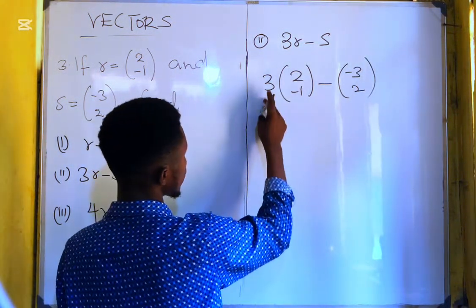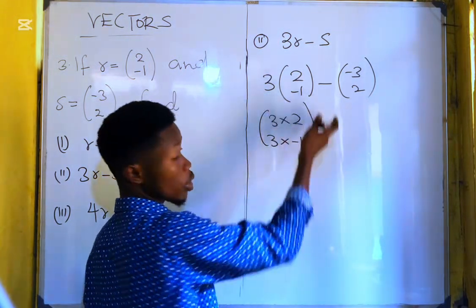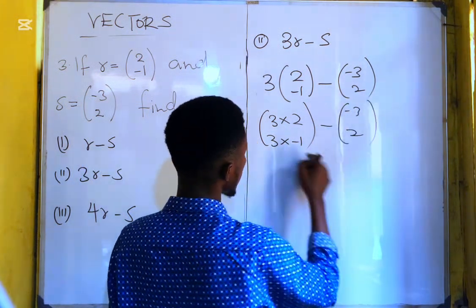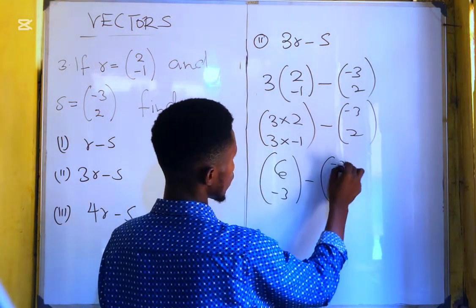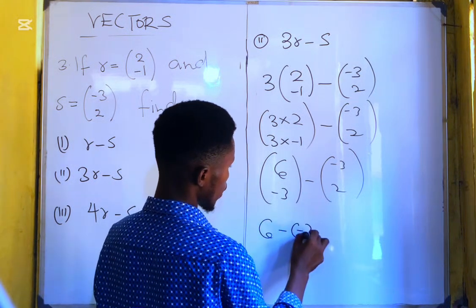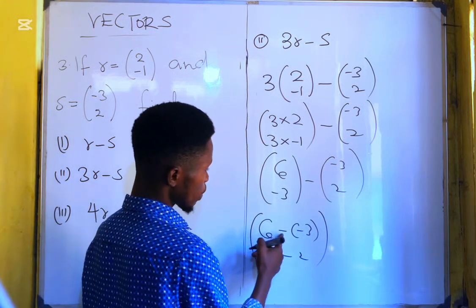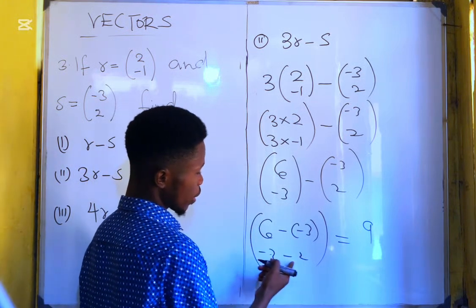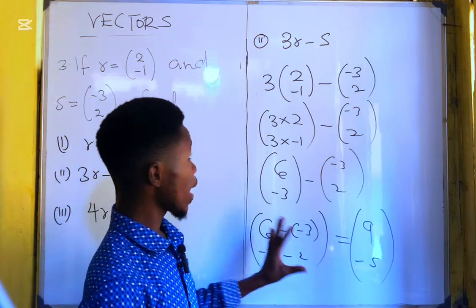So first, we open this, which will give you 3 times 2, 3 times negative 1. You can also multiply directly, there's no problem with this. Now here will be negative 3, 2. 3 times 2 is 6. 3 times negative 1 is negative 3. Then negative 3, 2. Now here will be 6 minus negative 3, and here will be negative 3 minus 2. 6 minus negative 3 will give you 9, because minus will become positive. Negative 3 minus 2 will give you negative 5. So this will be the answer to the ii.